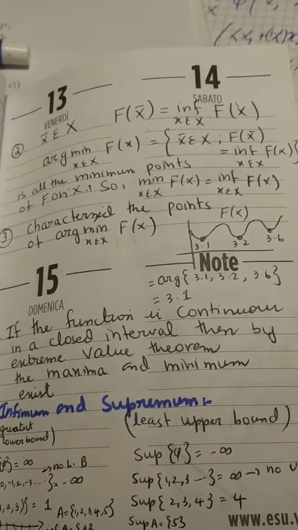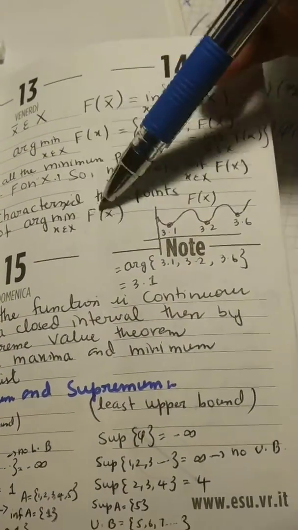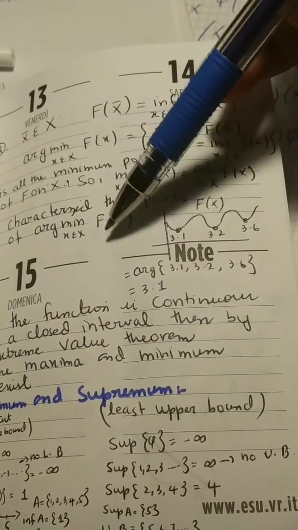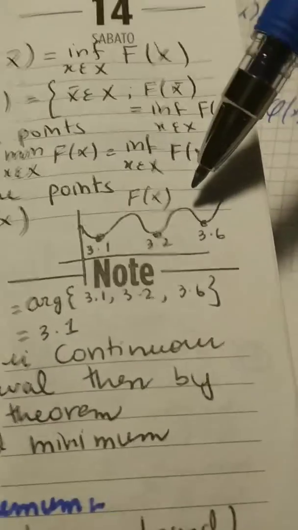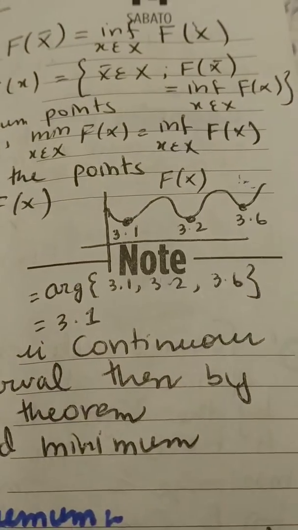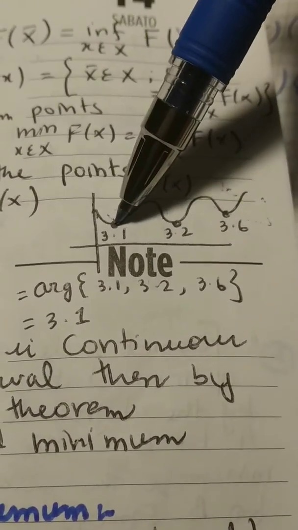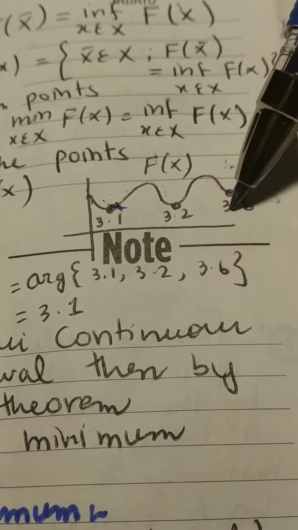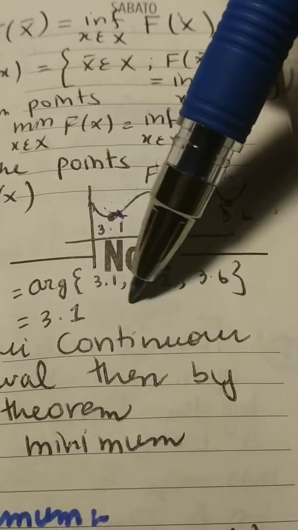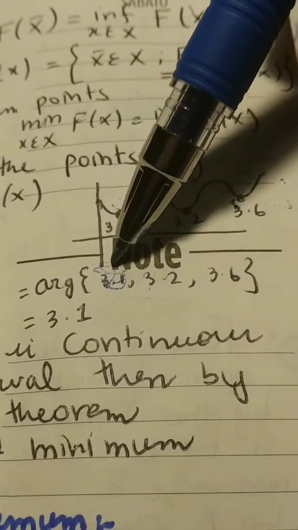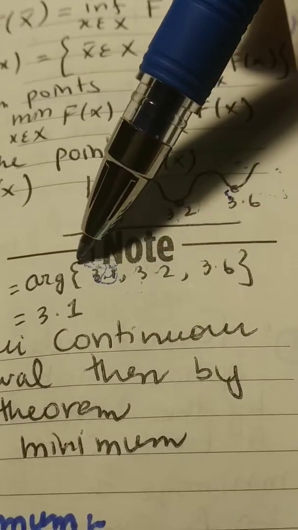We will generalize the points of the argument of the minimum of a function. Like I gave this example, you can give another example also. We have a function like this and we have some points 3.1, 3.2, 3.6, and we have to find the argument of this function. The least upper bound is 3.1. We will take the argument, the minimum value is 3.1.